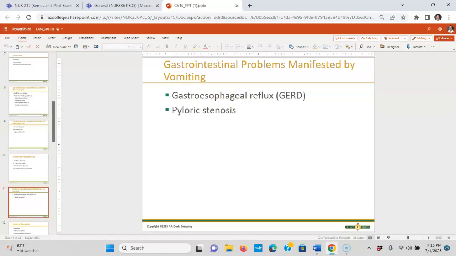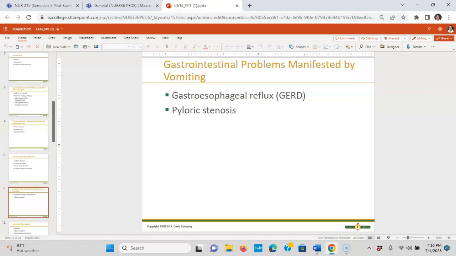So we do occult blood, rule that out. A pH probe could happen. They put the pH probe down your nose into your stomach and watch you for 24 hours. We might do a gastric emptying study, esophagram. So the big thing with this is to make sure that the parents know CPR in case the child stops breathing. Monitor intake and output, weight. Look at feeding style.